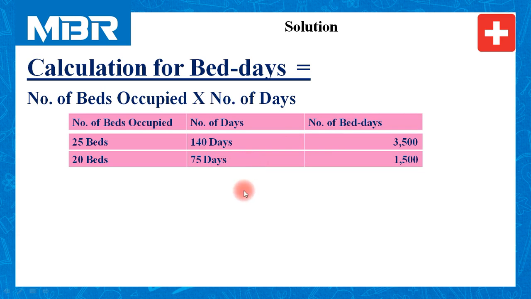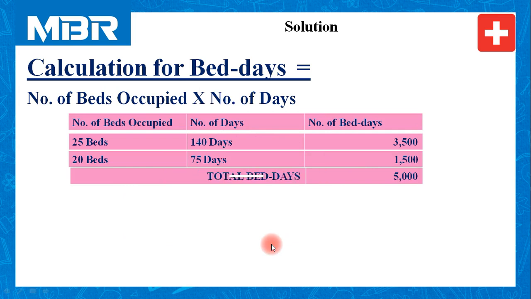No other information is given in our question related to calculation of bed days. So, total bed days are 5,000. We need to remember these bed days in order to calculate cost per bed day, revenue per bed day, and profit per bed day.